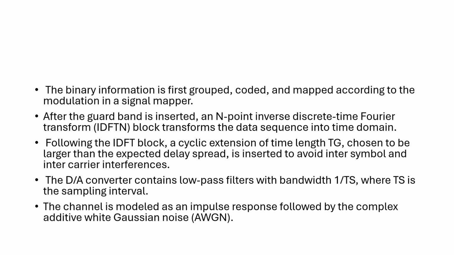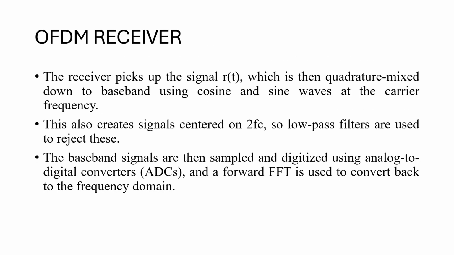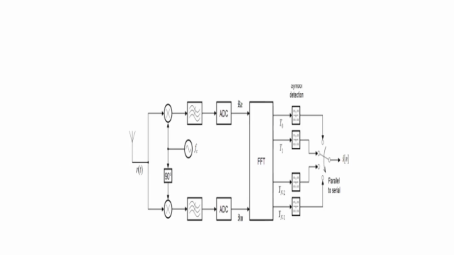So these things are explained here. Because the orthogonality among the subcarriers is maintained, perfect data transmission is achieved. If it is collapsed, then the loss of orthogonality causes intersymbol interference, which degrades the bit rate performance. So the OFDM transmitter and the OFDM receiver we have discussed in this figure itself.